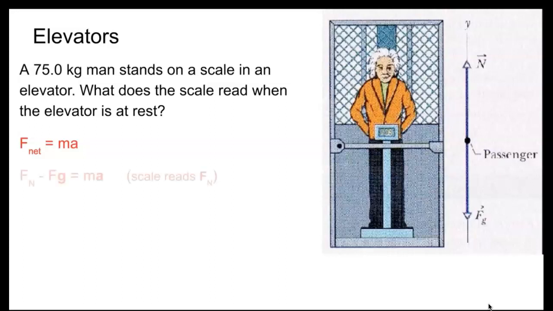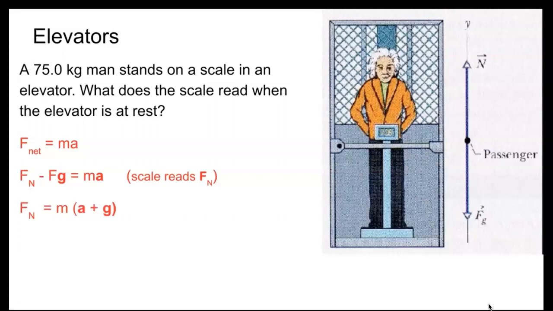The net force is all of the forces acting on him. That is the normal force pointed up and the gravitational force pointed down. So the normal force pointed up minus gravitational force pointed down equals ma. By the way, if you didn't call it the normal force and you called it the force of the scale, there's nothing wrong with that. That would be perfectly fine.